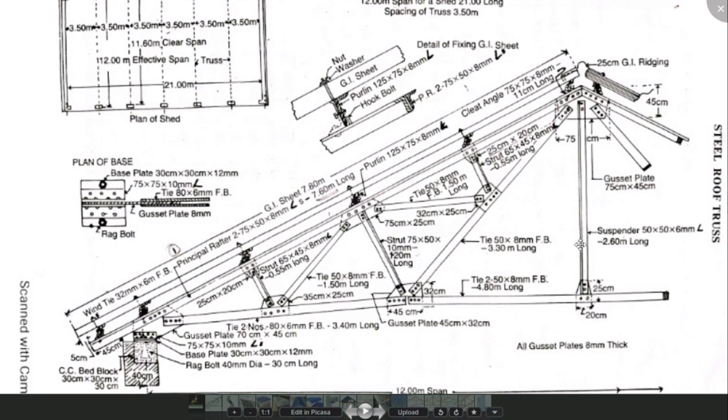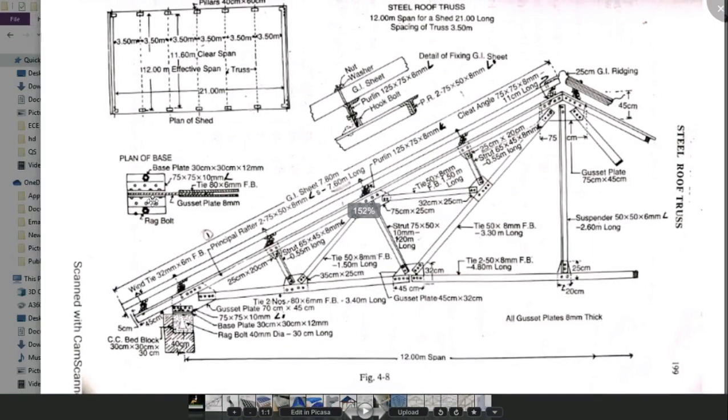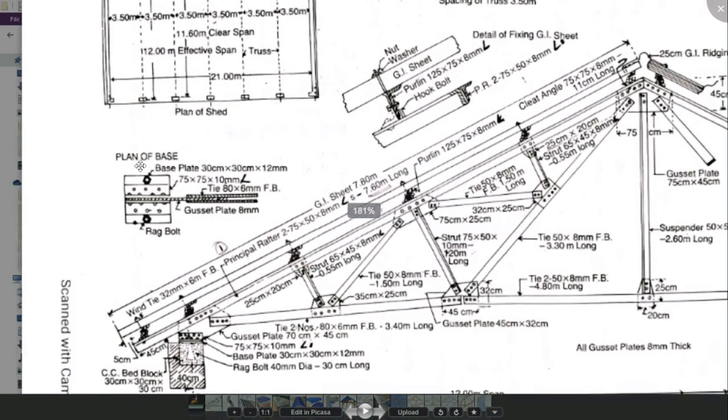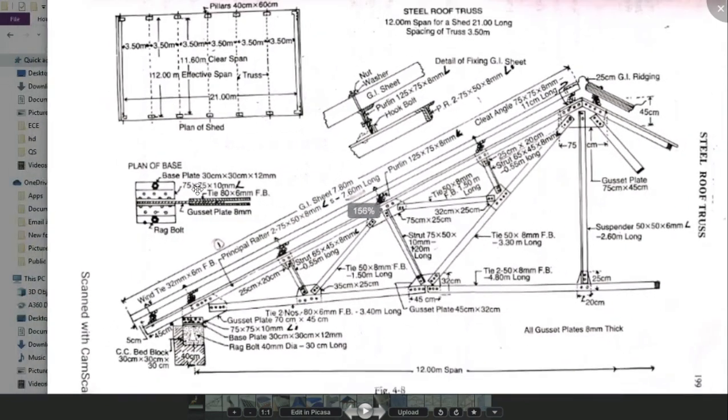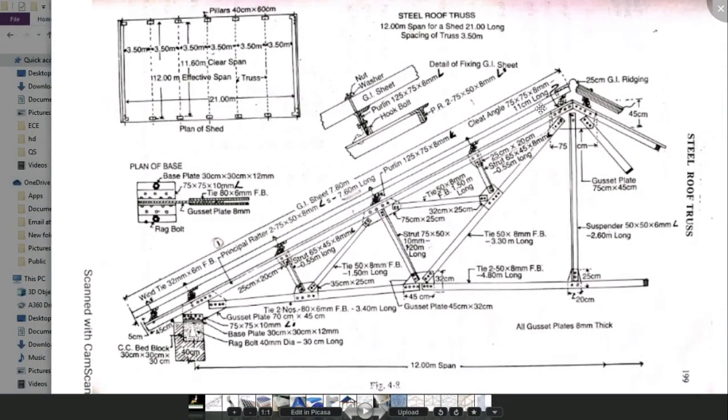So these are the suspenders. Then this is the base plate. Here it is enlarged, the base plate. This is also the cleat angle, 75 by 75 by 10 mm. This is the gusset plate. So this is our plan. I'll tell you when I deal with the problem.